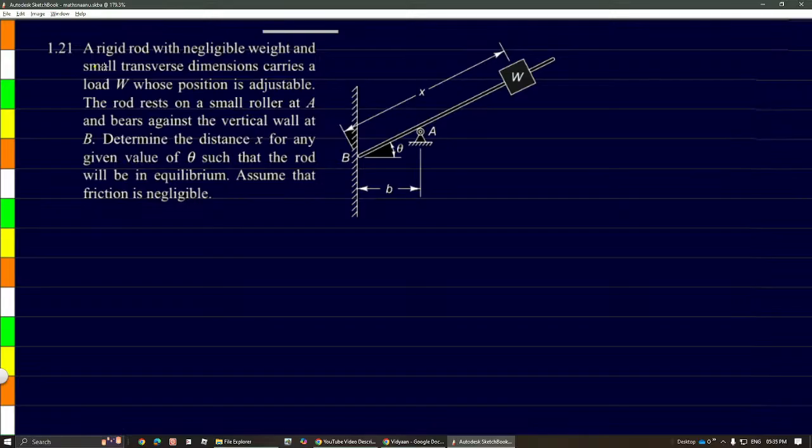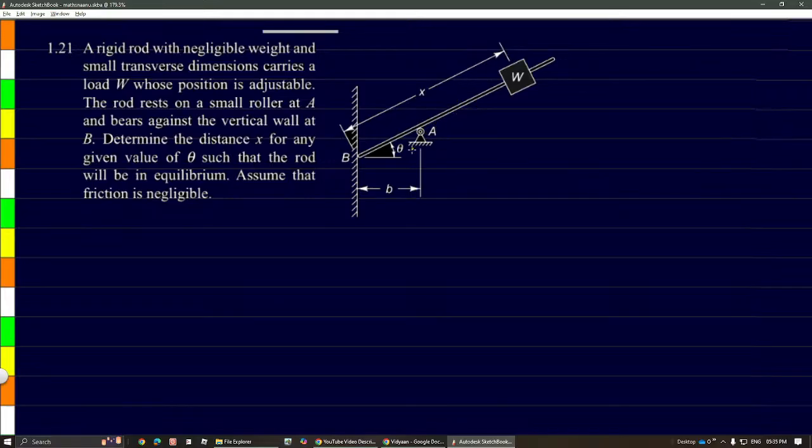Okay, so we have a rigid body rod here, the way it is being shown in the figure, and it is carrying a negligible weight of W here, located at a distance x from this point, which is B. The angle of this rod is theta with the horizontal. The contact point here is B. There is a roller A here, which is just supporting the rod, and there is a load located here on the right side. We have been asked to find the distance x, such that this particular rod will be in equilibrium.